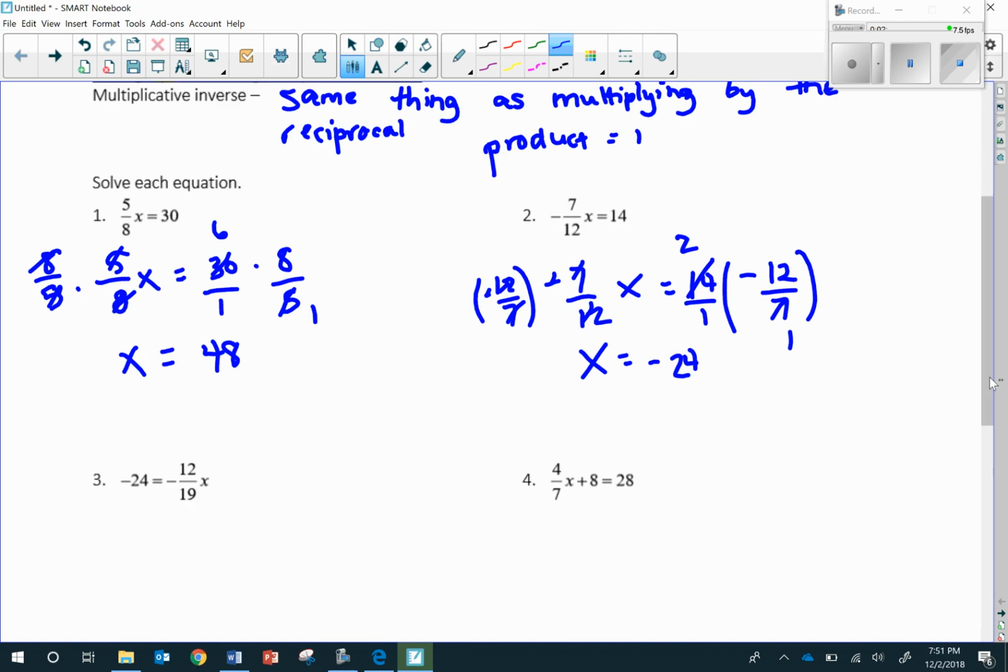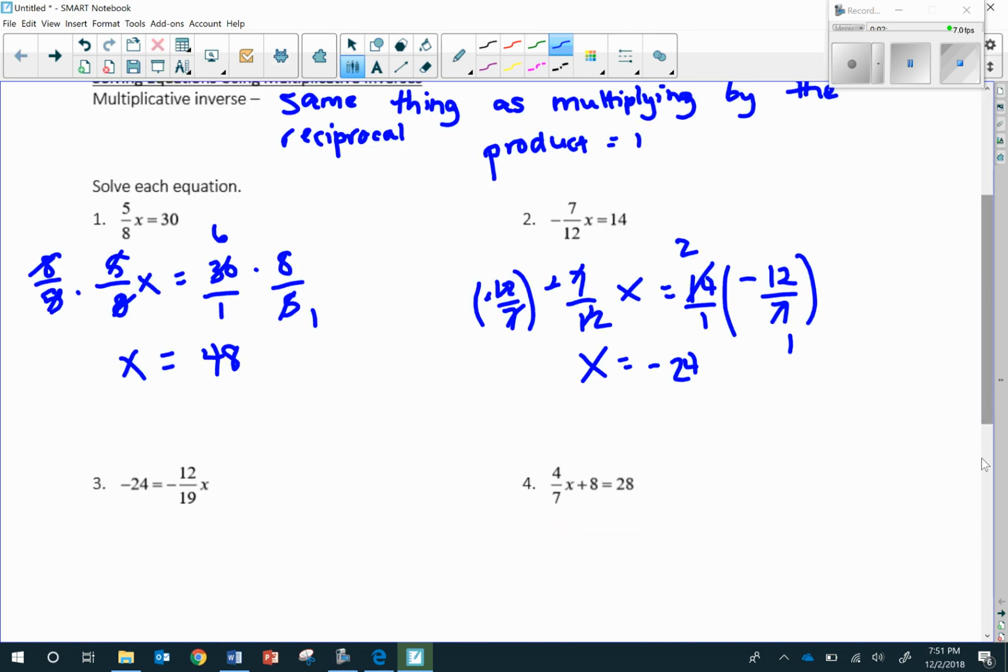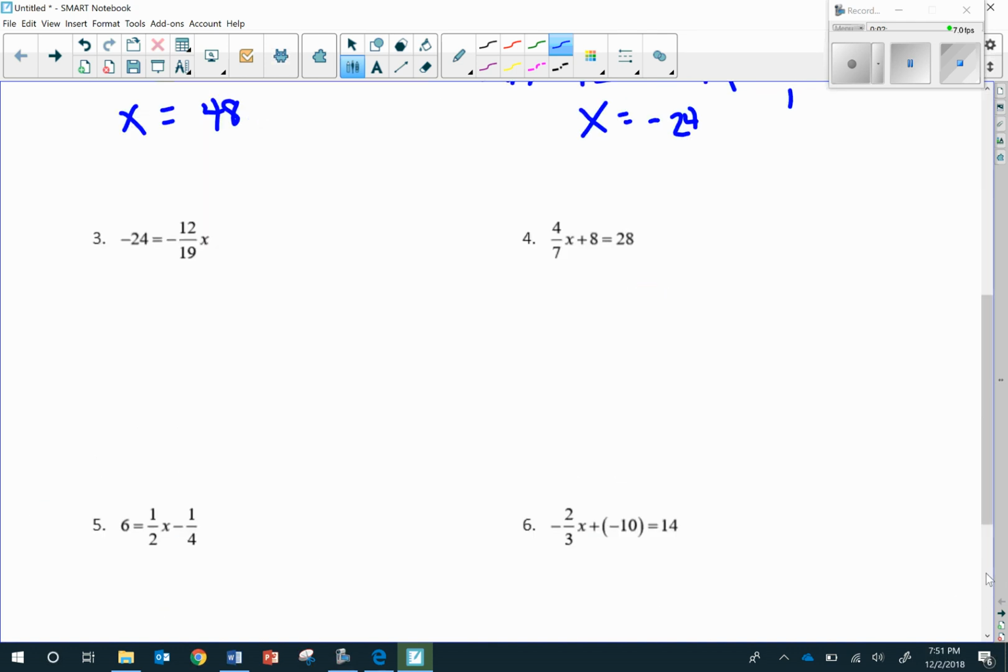I'm going to leave number 3 for you to try. You're going to do this the exact same way. However, it's written in reverse. So -24 equals -12/19 x. You're going to solve that the same way by multiplying by the multiplicative inverse. All right, let's go ahead and look at number 4.